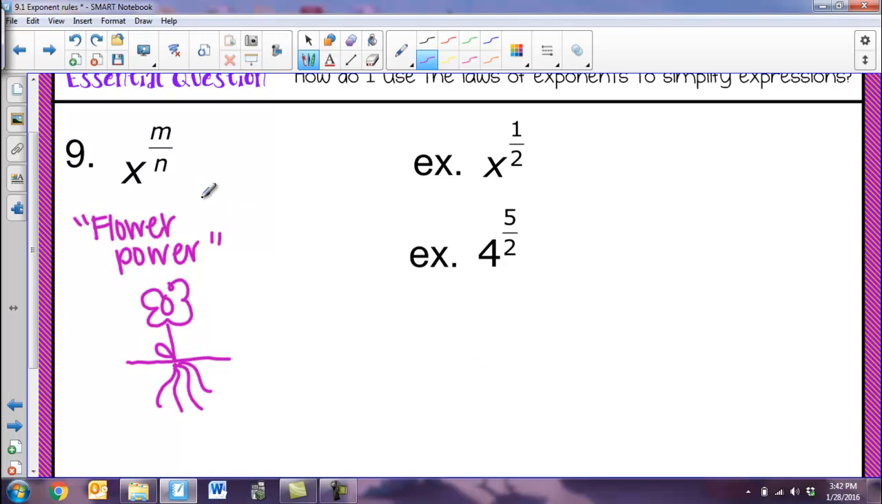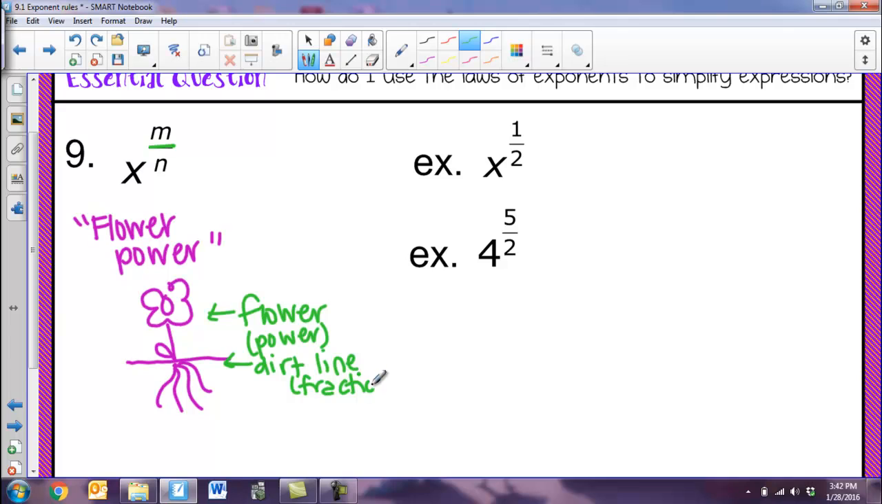So if I think about this, this is almost exactly like my fraction exponent. I have my flower on the top, which rhymes with power. I have my dirt line, which is like my fraction bar. I should have written that smaller. And then on the bottom, I have my roots, or just my root. So anything on top of the fraction bar is going to be your power. Anything underneath the fraction is going to be the root.